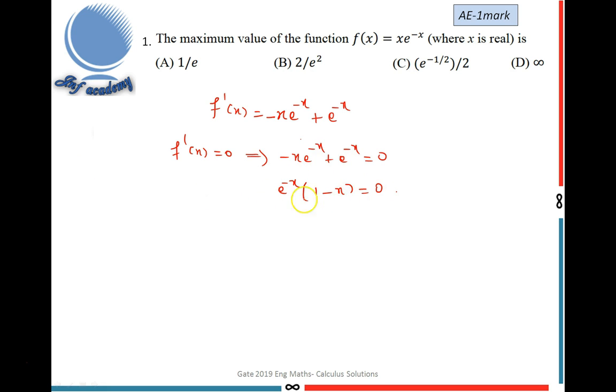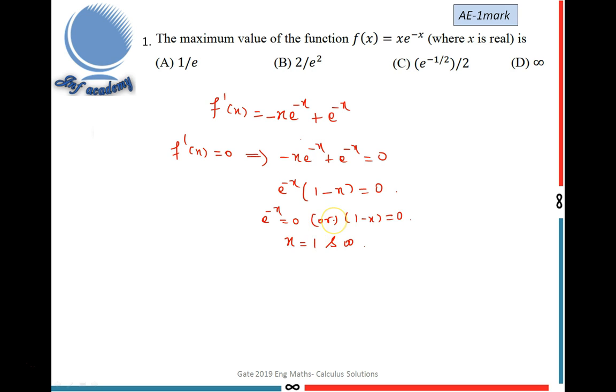For what values does this equation become 0? x equal to 1. That means e power minus x equal to 0 or 1 minus x equal to 0. For what value of x is e power minus x equal to 0? e power minus infinity equals 0. So x equal to 1 and infinity. Okay, so the critical points are 1 and infinity.